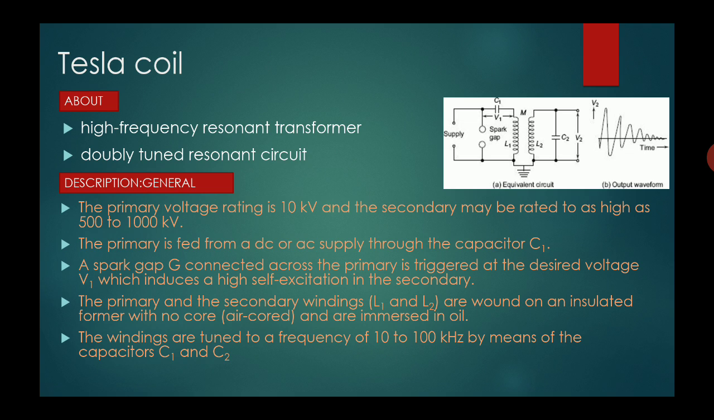The primary and the secondary windings, L1 and L2, are wound on an insulated former with no core, that is, it is an air core. So this high frequency transformer does not have any iron core, but is of air, and it is immersed in oil. The windings are tuned to a frequency of 10 to 1000 kilohertz by means of capacitors C1 and C2. So this is a basic description of the Tesla coil.